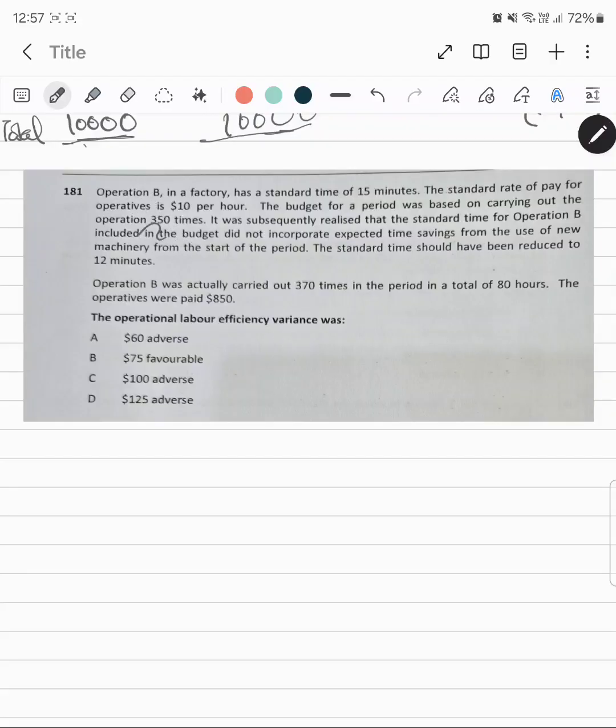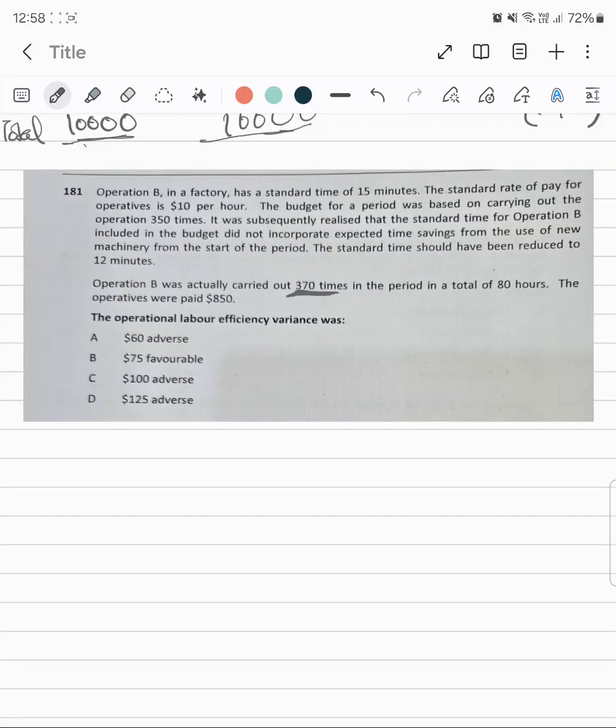Let's read the information. Operation B in a factory has a standard time of 15 minutes, and the standard rate of pay for the operative is 10 per hour. The budget for a period was based on carrying out the operations 350 times. Okay, so the standard output was 350 times. And what are the actuals? If I look at the actual, the output should have been 370 times, right?